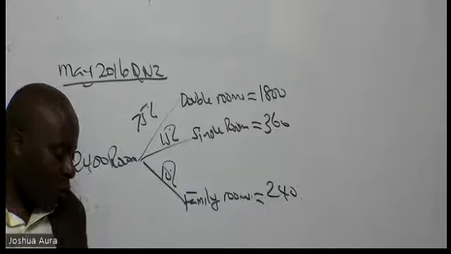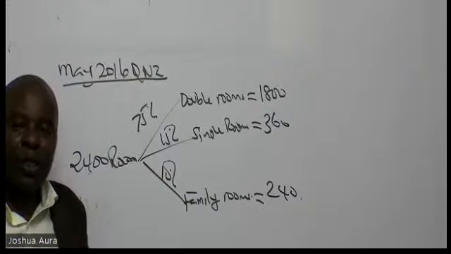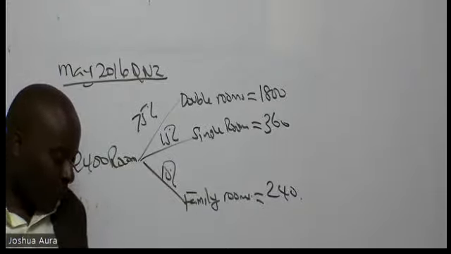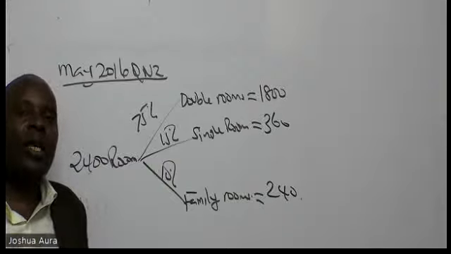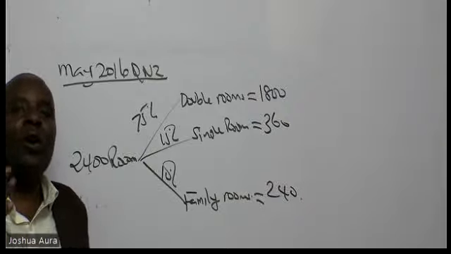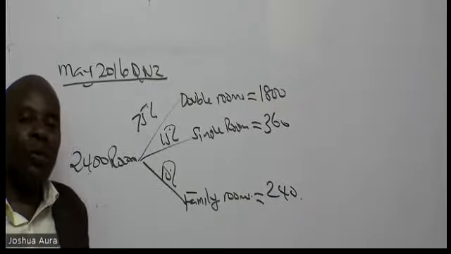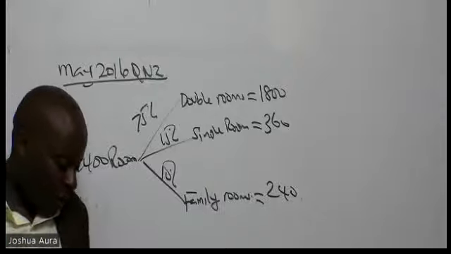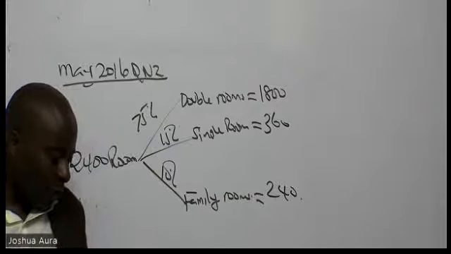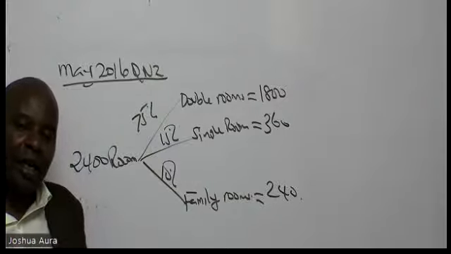Number of guests per room. Double rooms, 2. Single rooms, you cannot sleep with somebody there. Single rooms, 1. Family rooms, 4 people. Note, when occupied, all rooms will contain the number of guests as above. So you can't come and tell us, you know what, I'm rich, I want a double room and sleep there alone. No, for us, if it is a double room, you must sleep 2 of you there. 2 of you. Great.